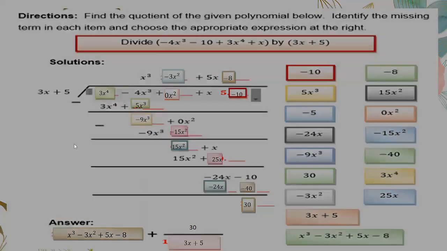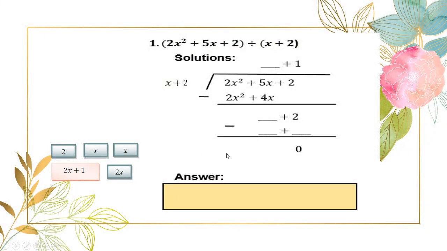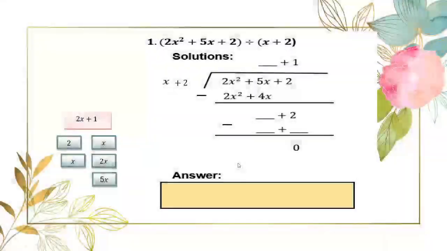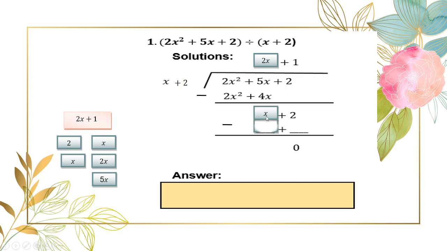We need one more. Let's see. 2x squared divided by x is 2x. 2x times x is 2x squared. 2x times 2 is 4x. 5x minus 4x is x. Bring down 2. X divided by x is 1. 1 times x is x. 1 times 2 is 2. So the answer is 2x plus 1.